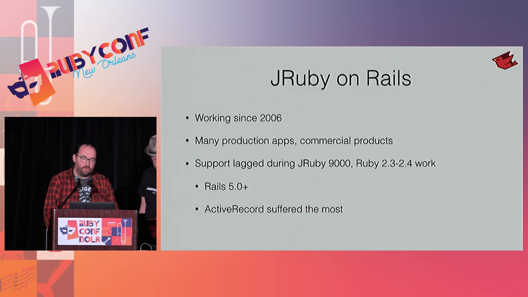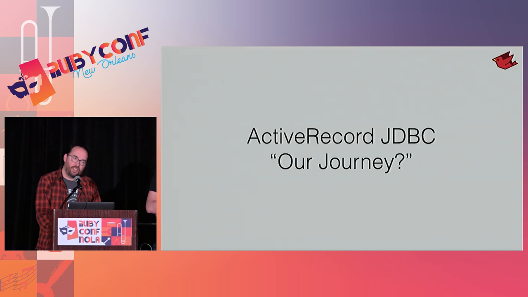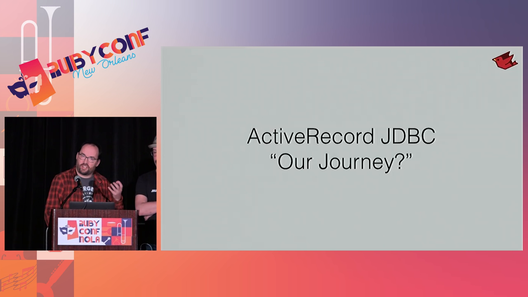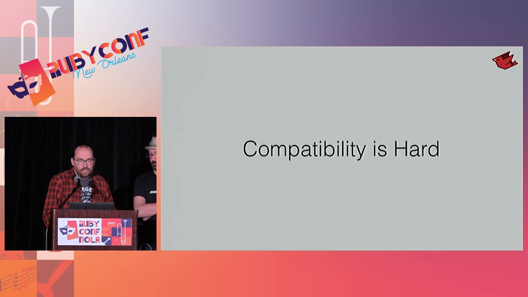But around the time Rails 5 came out, we were working on 2.3 and 2.4 support. We just fell a little behind. And actually, almost all of Rails passed all the tests, except for one, Active Record. So running Rails without a database isn't very useful. So let's talk about Active Record JDBC and how we've decided to address the fact that we fell behind. But before I do, I'm going to talk about compatibility.